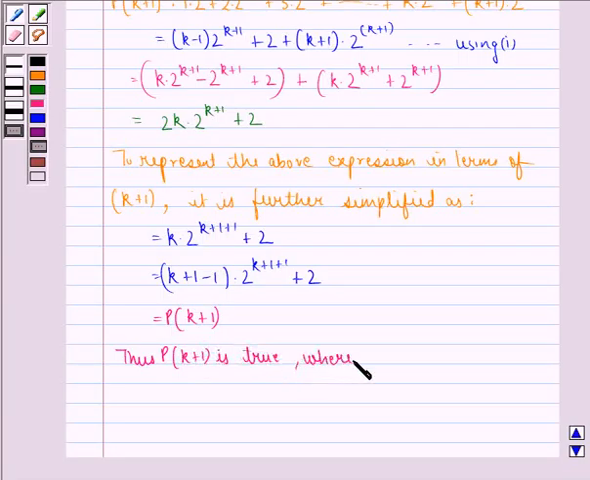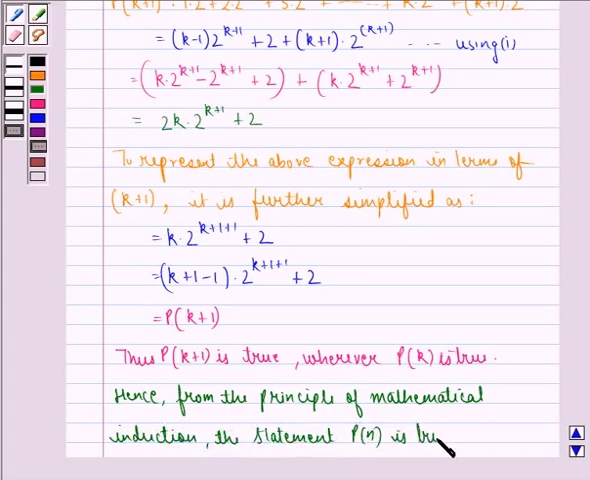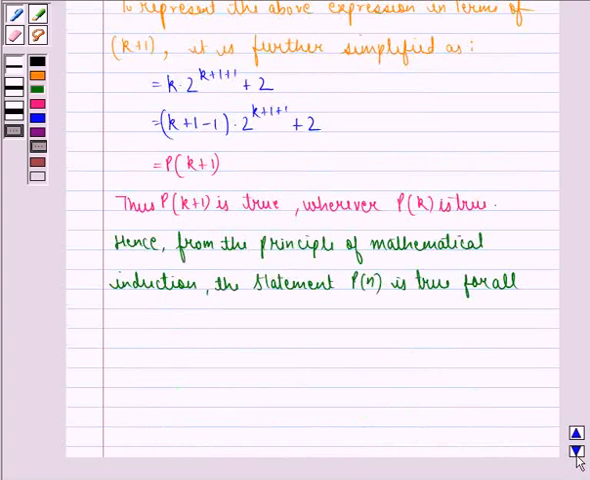whenever P at k is true. Hence, from the principle of mathematical induction, the statement P at n is true for all natural numbers n. Hence proved.